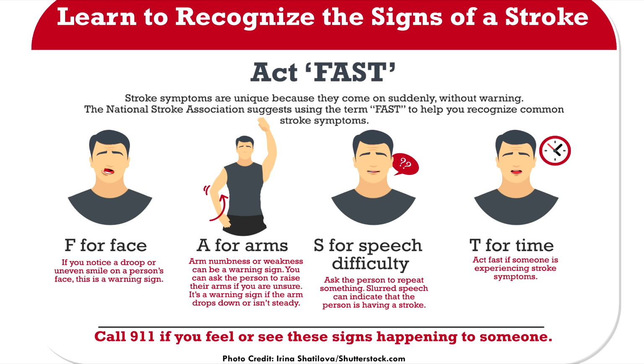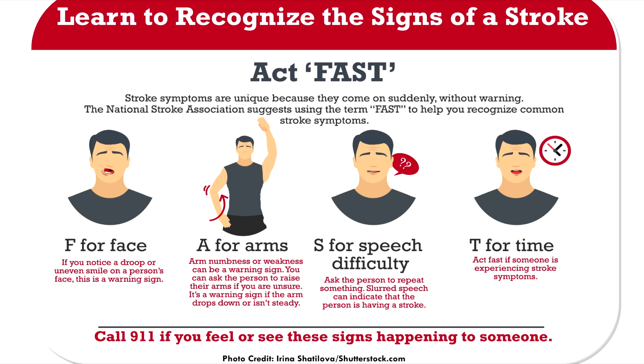Now, what exactly are those signs and symptoms of a stroke? The National Stroke Association suggests using the term FAST to help you recognize common stroke symptoms, because remember, they can come on suddenly without a warning. So the F is for face. You'll want to look and notice a droop or an uneven smile on the person's face. Tell them to smile. If it's not symmetrical, that's a warning sign.